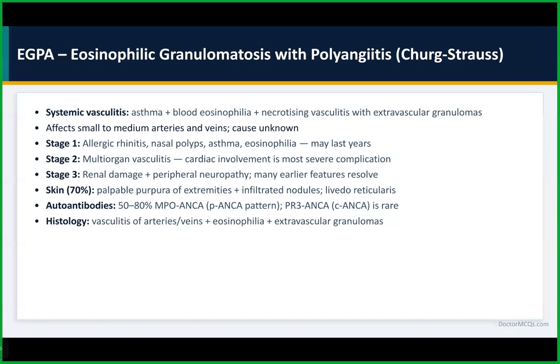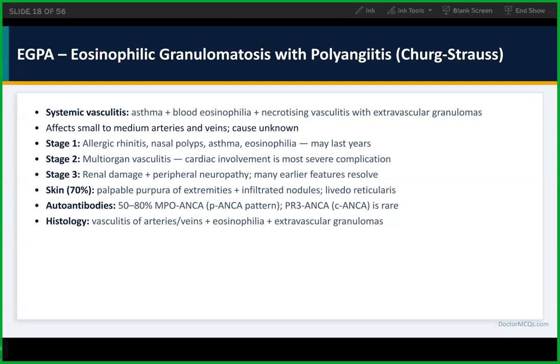Then comes Churg-Strauss, or eosinophilic granulomatosis with polyangiitis. One important thing in this condition is that the patient might have asthma, blood eosinophilia, and necrotizing vasculitis. There are several stages, one, two, three, and importantly the skin is involved in 70%. The autoantibodies are P-ANCA and C-ANCA, though C-ANCA is rare. MPO P-ANCA can be diagnostic, but C-ANCA is rare.